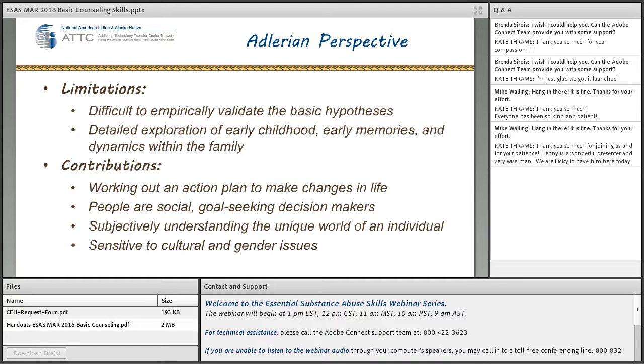His contributions was working out an action plan to make changes in life. People are social, goal-seeking decision makers. Understanding the unique world of an individual, sensitive to cultural and gender issues.